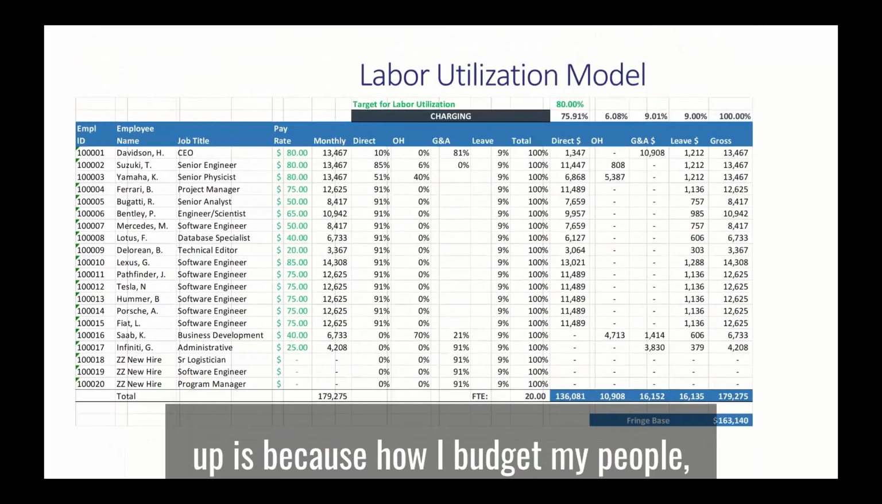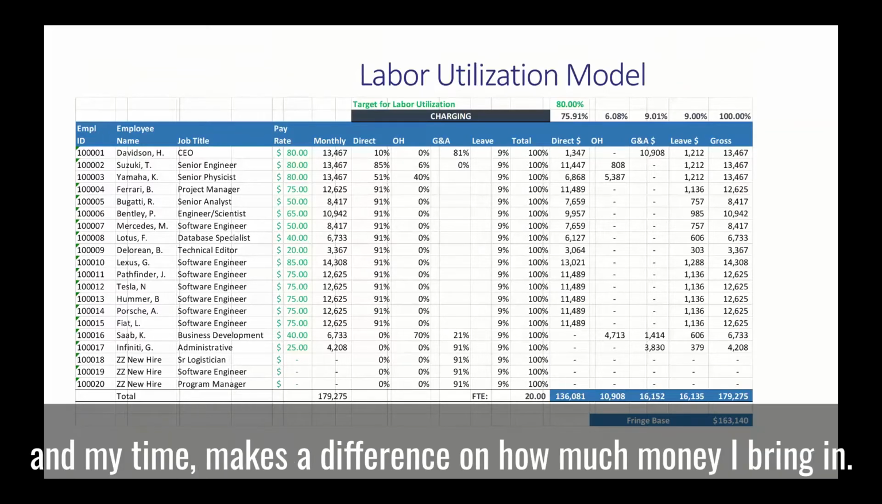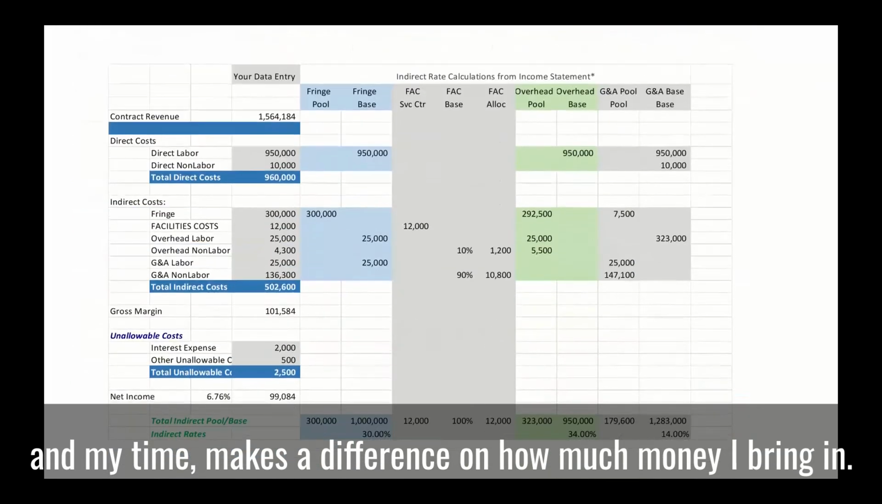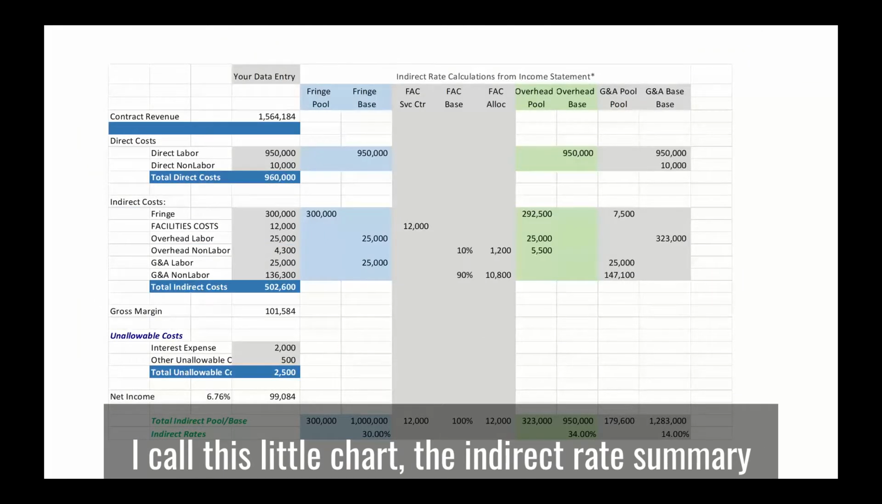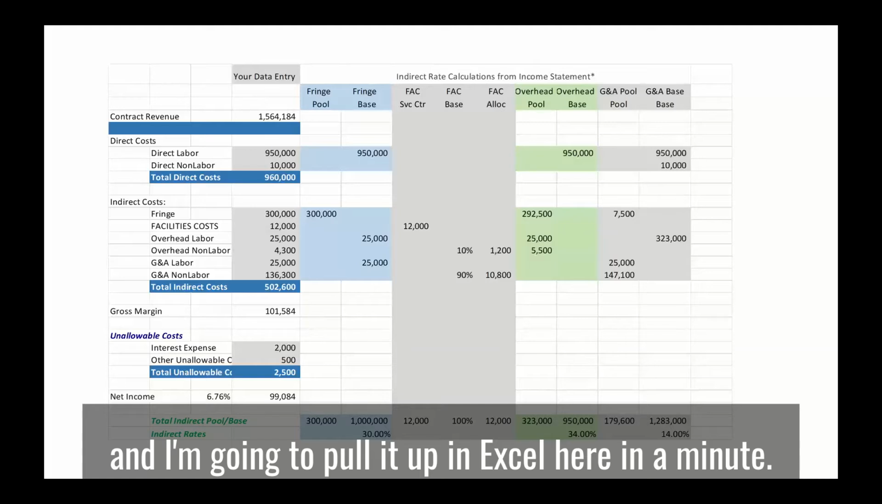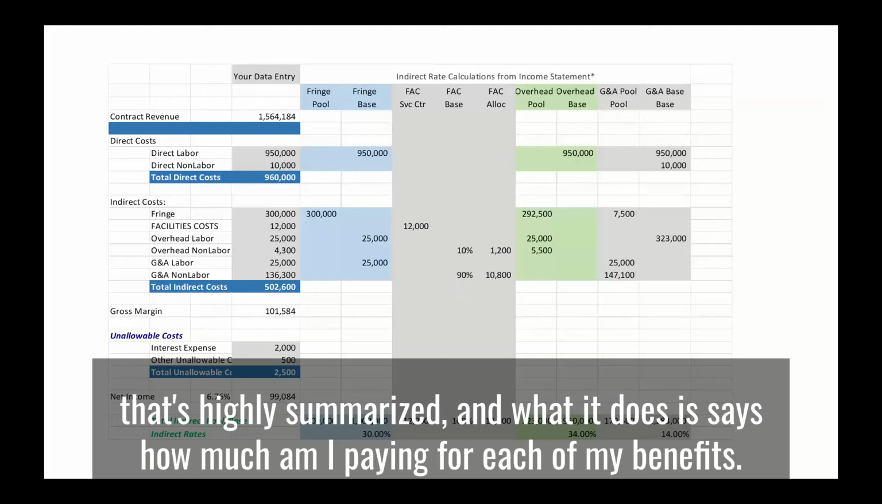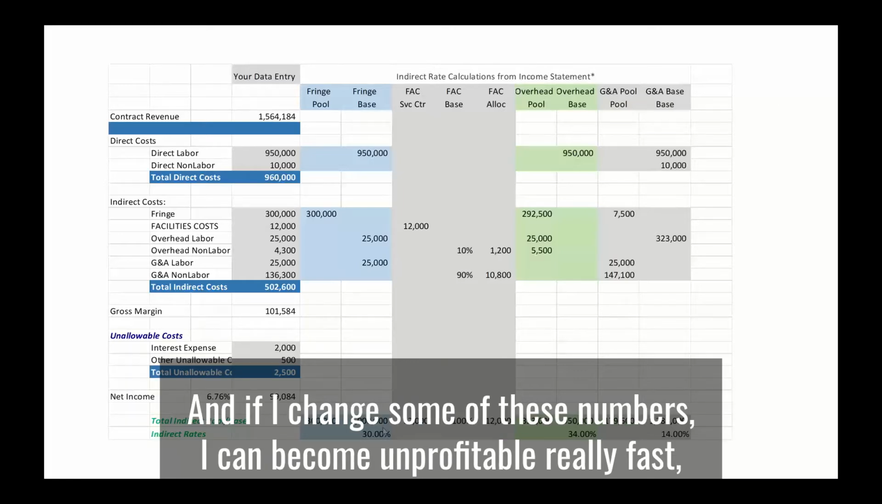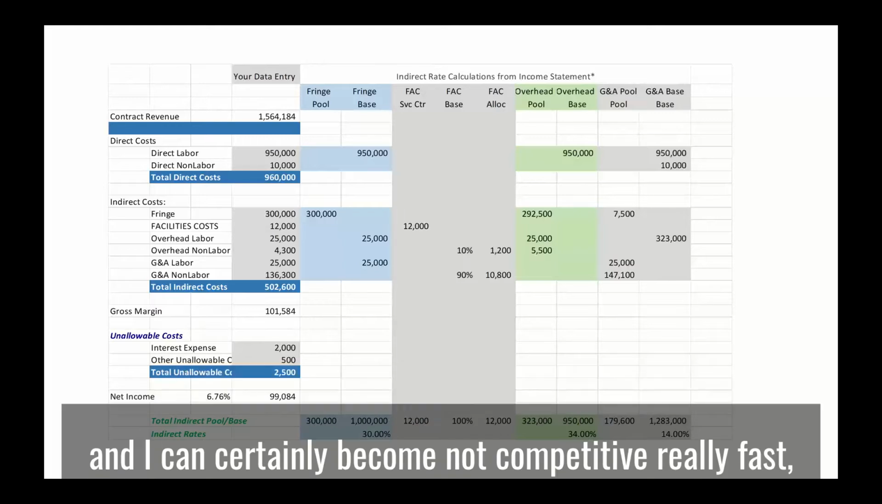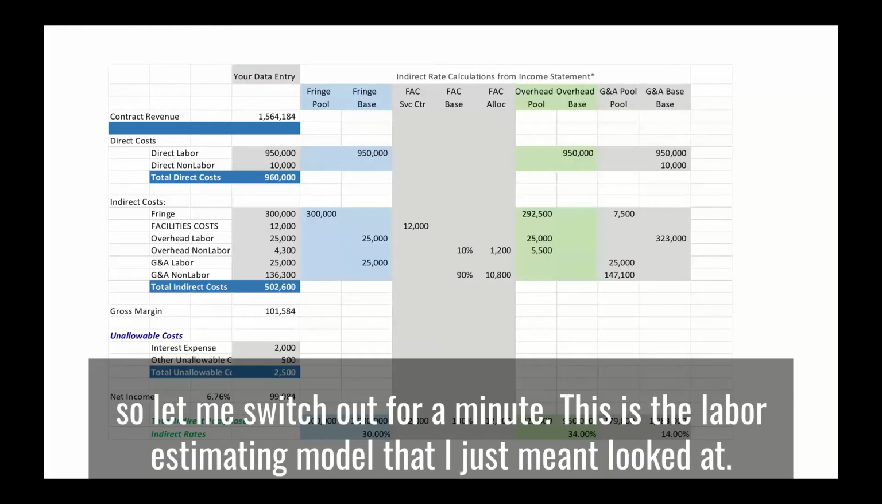The reason I bring this up is because how I budget my people and my time makes a difference on how much money I bring in. I call this little chart the indirect rate summary, and I'm going to pull it up in Excel here in a minute. What I do is, this is like an income statement that's highly summarized, and what it does is says how much am I paying for each of my benefits, and if I change some of these numbers, I can become unprofitable really fast, and I can certainly become not competitive really fast. So let me switch out for a minute.